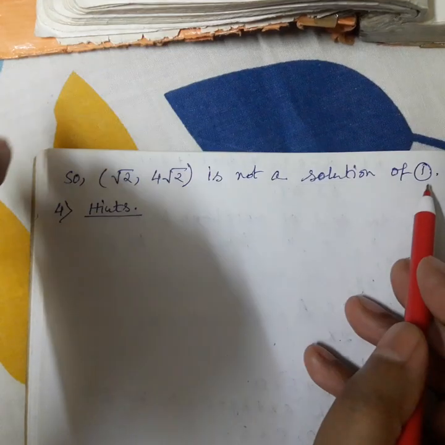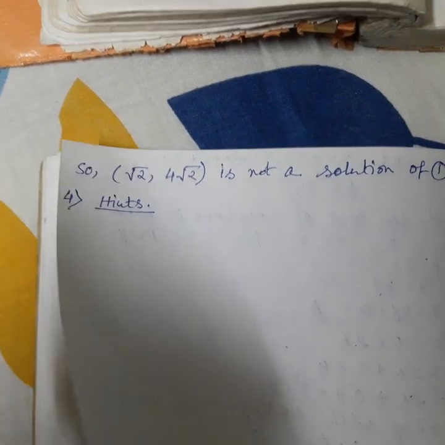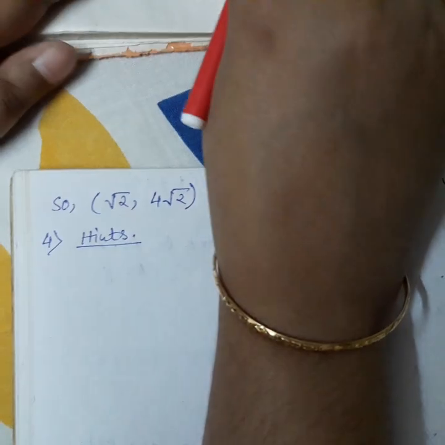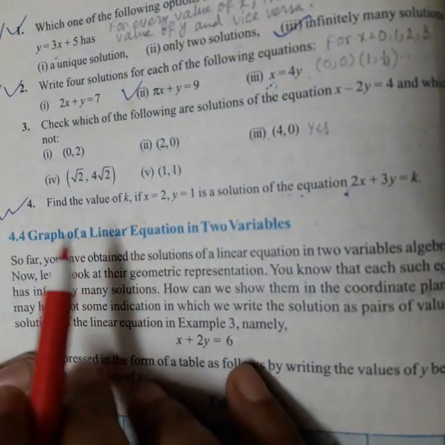1 means that equation x minus 2y equal to 4. I have named it as 1 here. That's why I have written. And next is question number 4.